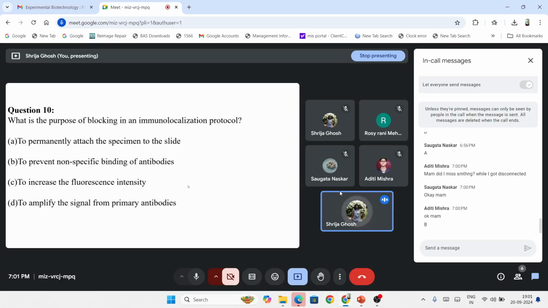Why are we doing the blocking step in the immunolocalization protocol? To permanently attach the specimen to the slide, to prevent non-specific binding of antibodies, to increase fluorescence intensity, or to amplify the signal from the primary antibody. Aditi says option B, to prevent non-specific binding of the antibodies. Anyone else want to answer? Okay, we have one more option B.